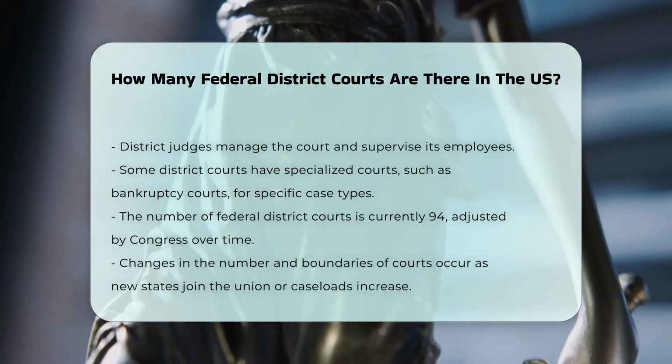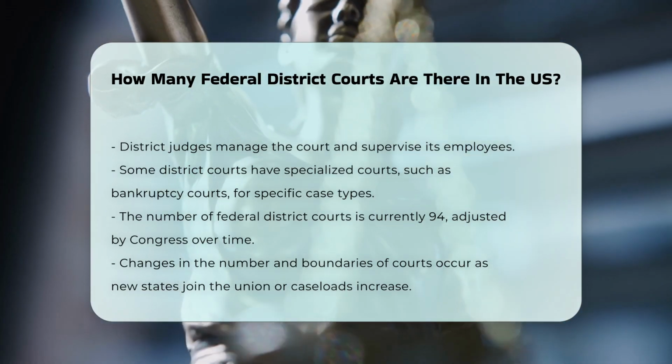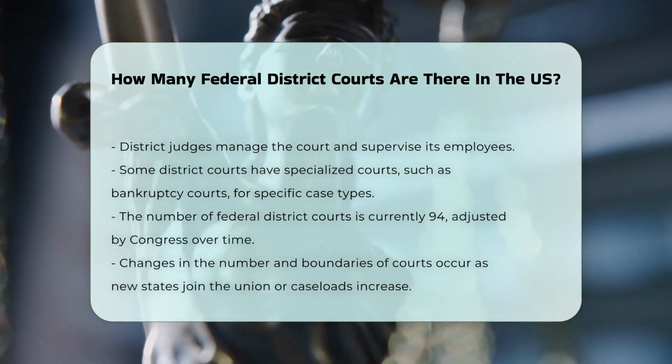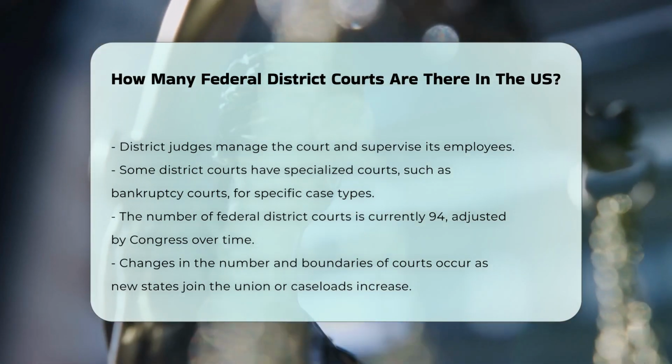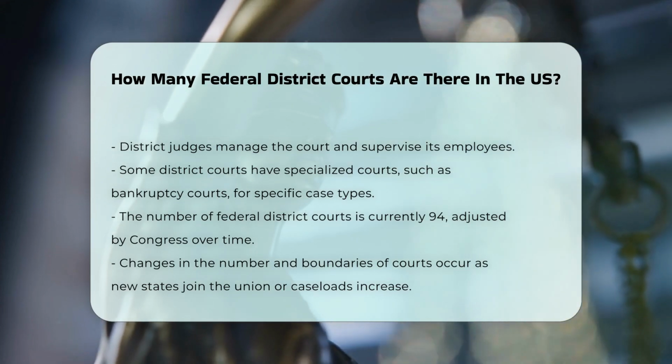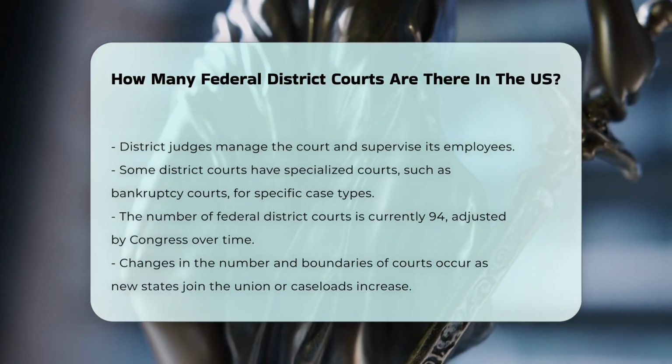Structure and jurisdiction. There are 94 federal district courts spread across the country, each serving a specific geographic area. These courts are the primary trial courts for federal cases and have the authority to hear cases involving federal laws, the Constitution, and treaties.